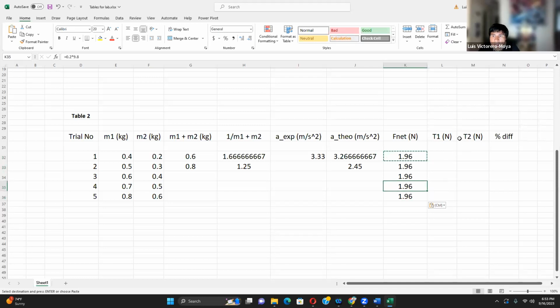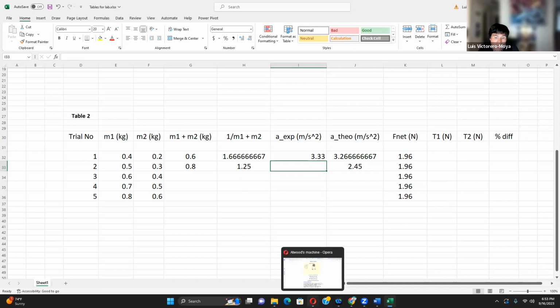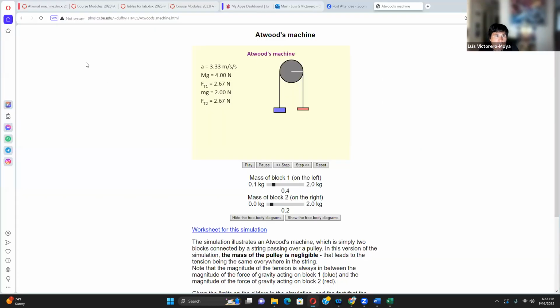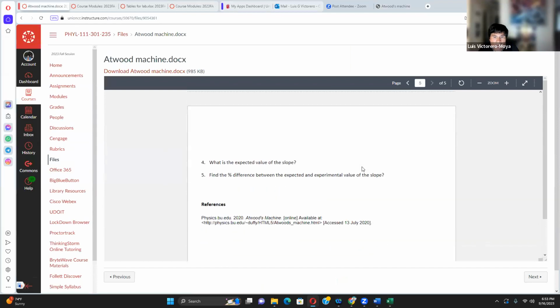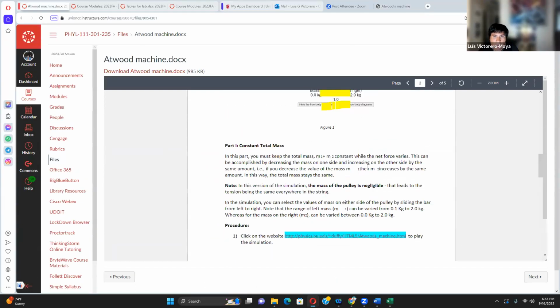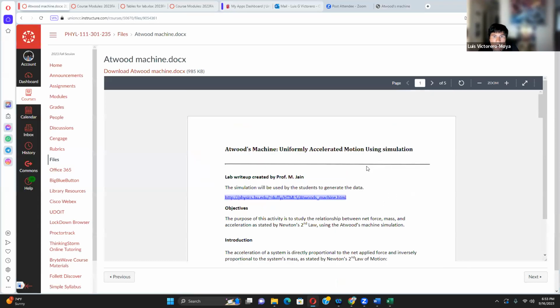And then this comes from the simulator, and then you're going to plot acceleration experimental. Oh, sorry, that's bad. Acceleration experimental versus 1 over the sum of the masses. And that's it. That will be your data and some of your calculations. And then you just have to answer some of these questions. That's it for the lab. Okay.